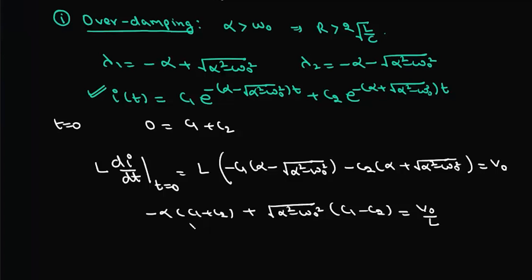Now we already know C1 plus C2 is 0. So from here we'll get the second condition that C1 minus C2 will be V0 upon L under root of alpha square minus omega naught square. Now if we add them, we'll get C1, and if we subtract them, we'll get C2. So from here we can write current in the circuit as a function of time.